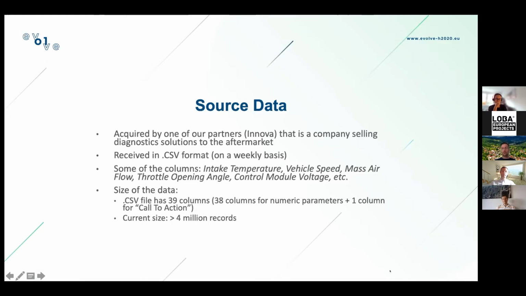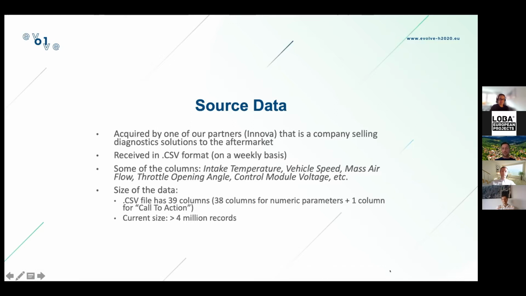So we are acquiring the data from our partners, and we are receiving the data on a weekly basis, and the data is in CSV format. So it includes, as I said, 38 columns of numeric parameters. Those parameters might be intake temperature, vehicle speed, RPM, mass airflow, and some other numerical parameters.